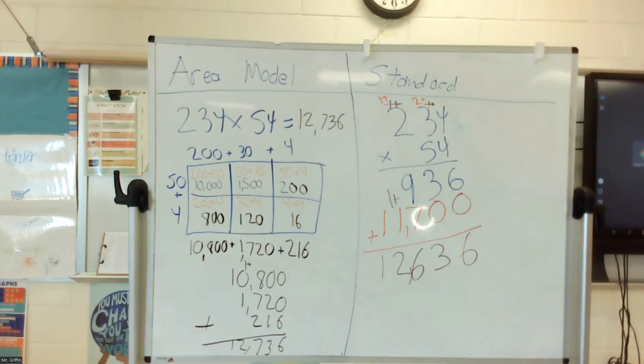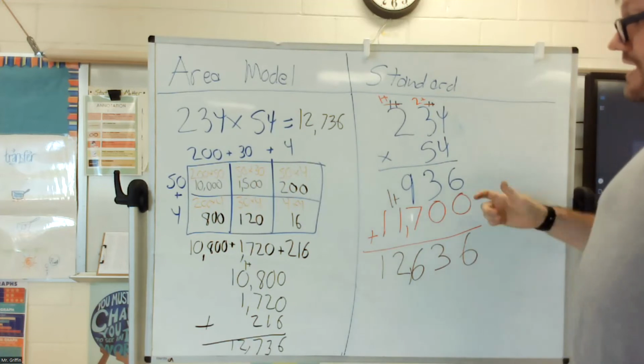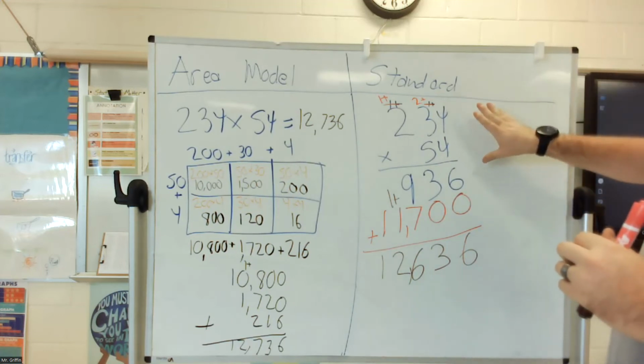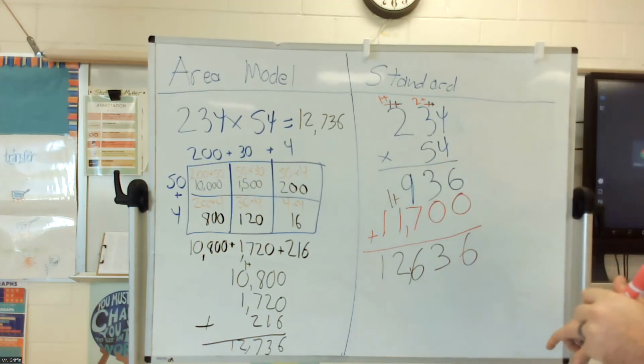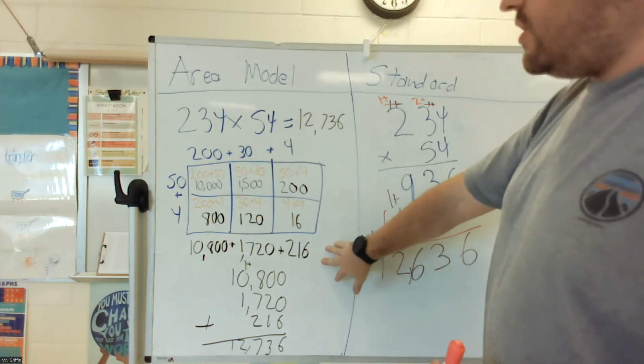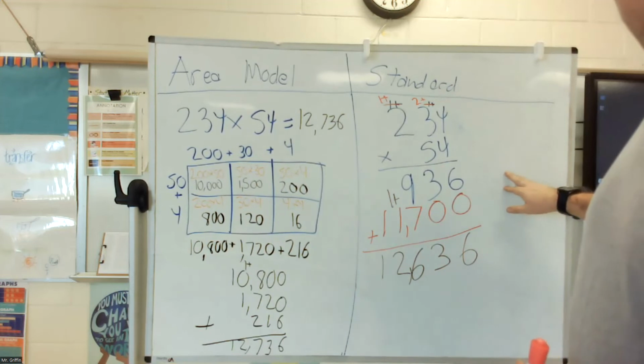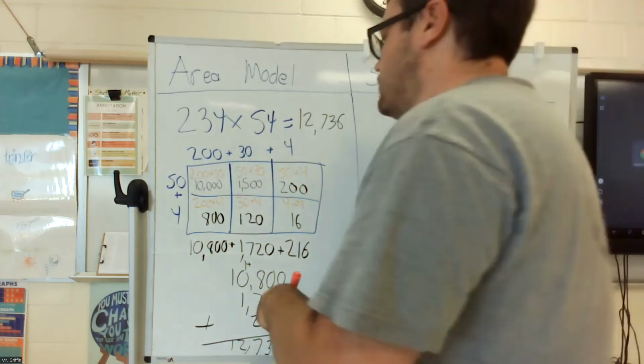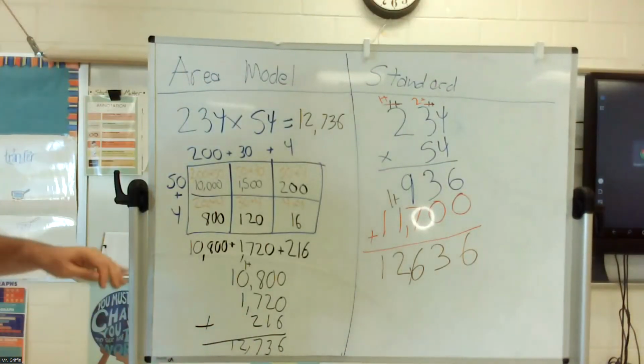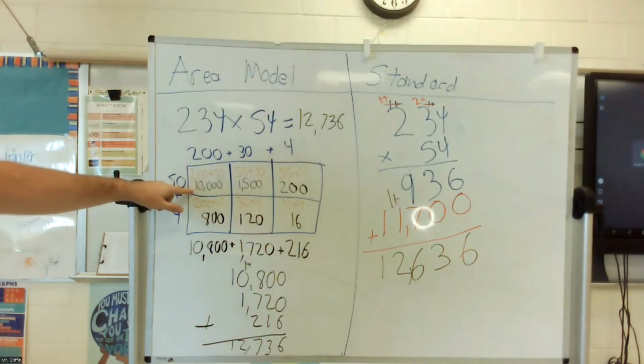I planned this on purpose, by the way. So this is what I need to do. I need to go and look for my mistake, okay? So either here or here, there is a mistake. First thing I'm going to do is check my standard algorithm. Let's check my area model.